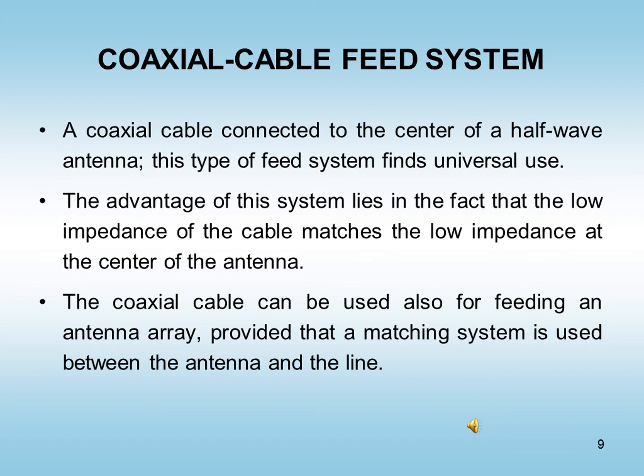The advantage of this system lies in the fact that the low impedance of the cable matches the low impedance at the center of the antenna. The coaxial cable can also be used for feeding an antenna array, provided that a matching system is used between the antenna and the line.